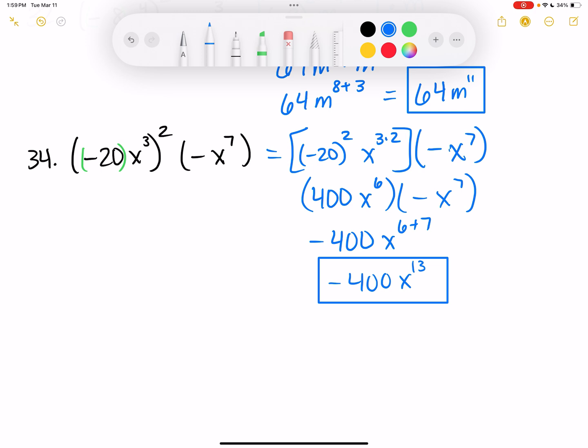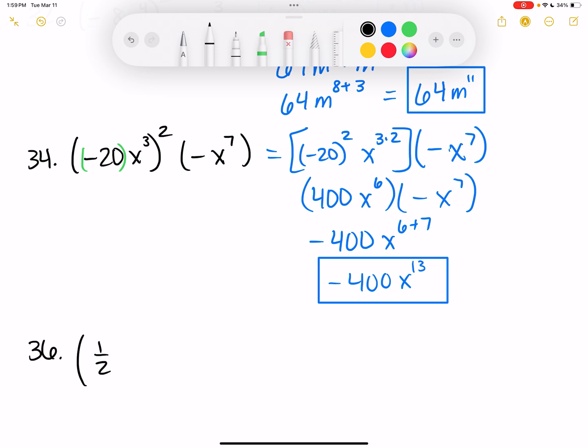Wait, aren't they different? One of them's a negative. Wait, yeah. What's the question? Wouldn't the bases be different because one of them's a negative? Nope. Just like negative 1 times 400 times negative 1 times.